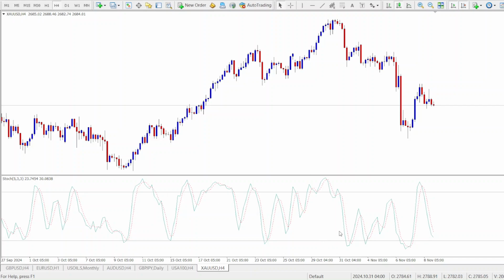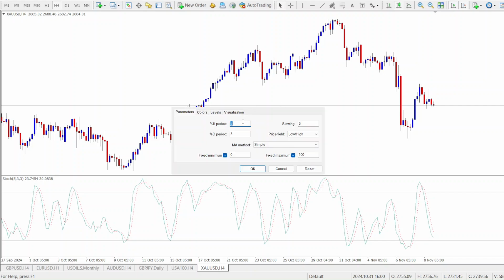For the 4-hour chart, a popular approach is to set the look back period to around 21. So we're going to be changing this 5 to 21. This slows the stochastic down slightly, reducing the number of false signals you might get on this time frame. A 21 period stochastic is a bit smoother and helps filter out the noise. Try pairing that with a 5 and 3 for the slowing and smoothing period.